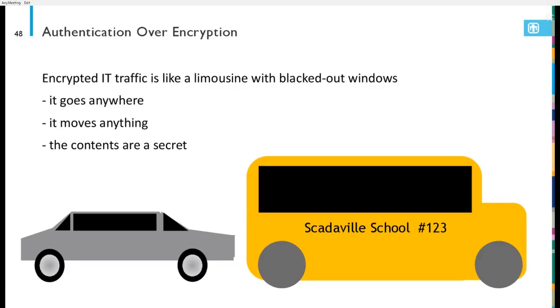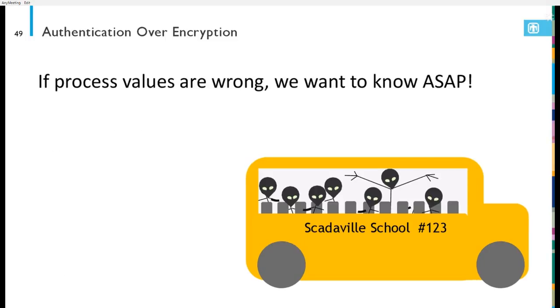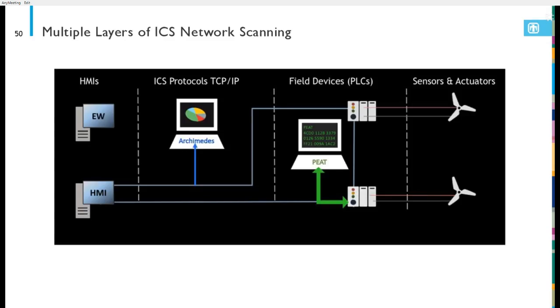But what happens when you black out the windows in the school bus? Do you know there are school kids in there? What's going on in there? Nope, we have no idea. So once you encrypt traffic, it cannot be verified what's inside. And so tools like Archimedes and Beat can't verify for you what's going on in your OT network. So we would like to see authentication rather than encryption. That's sort of our last little sales pitch.